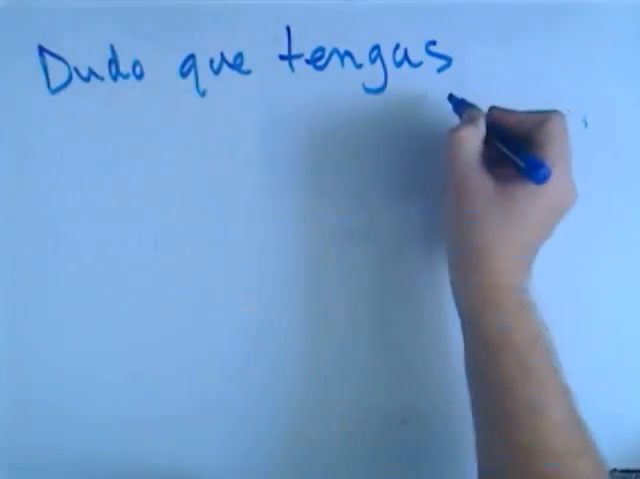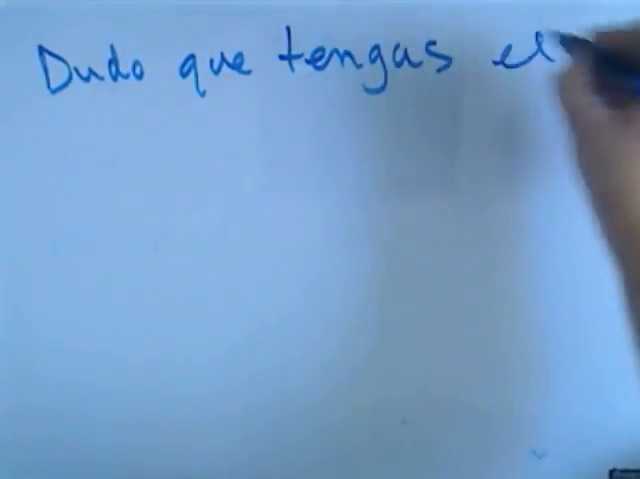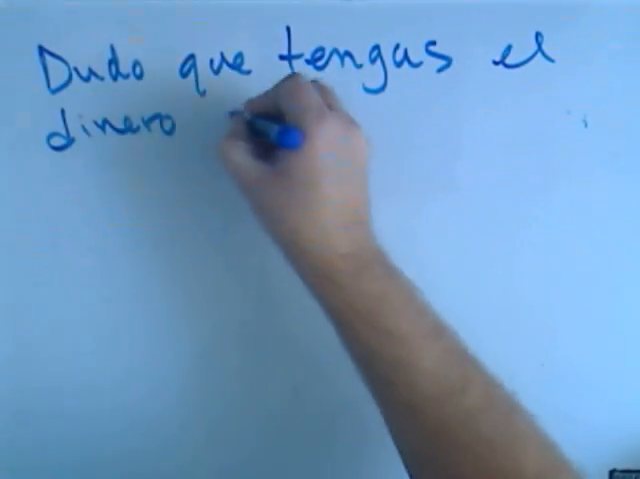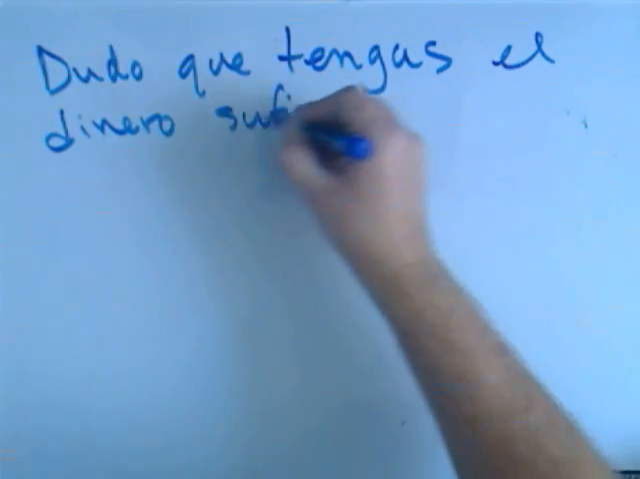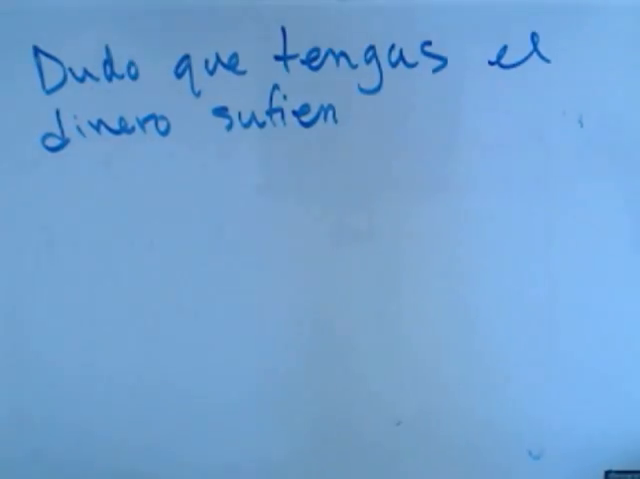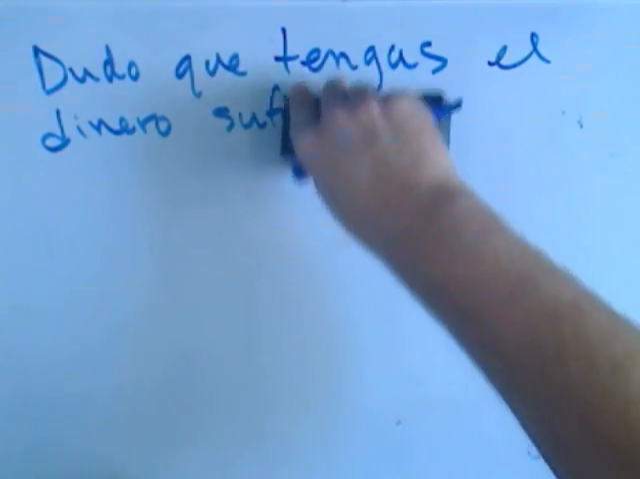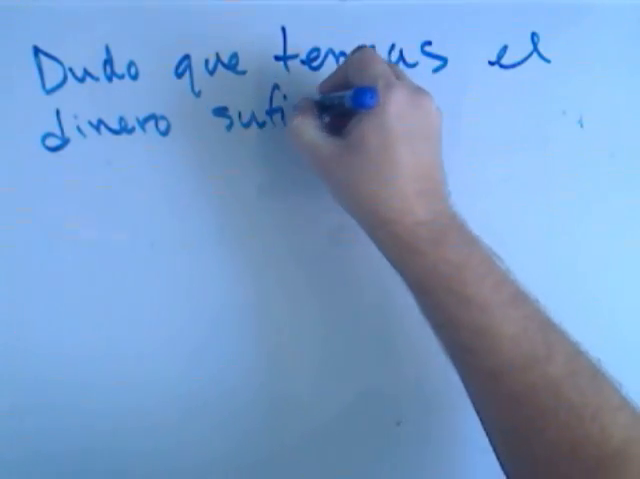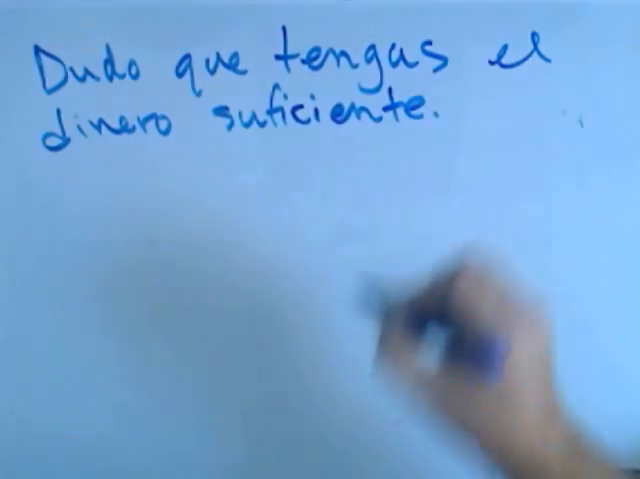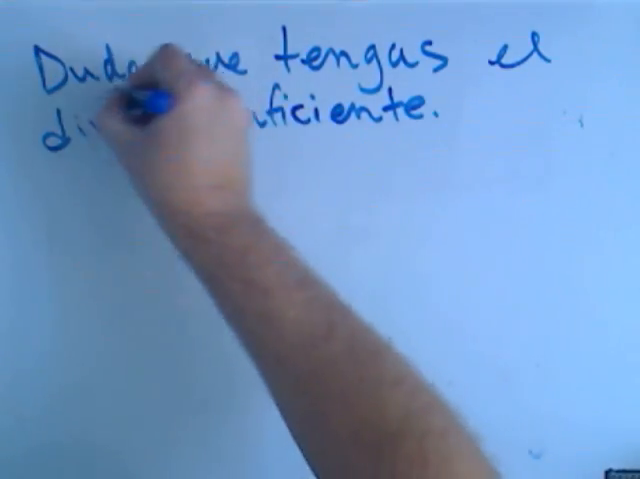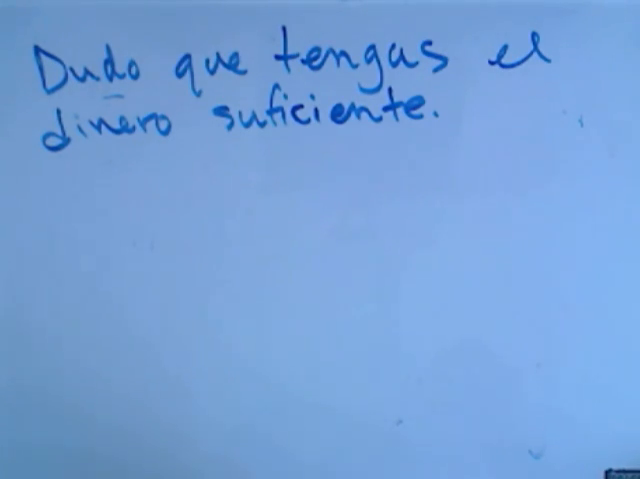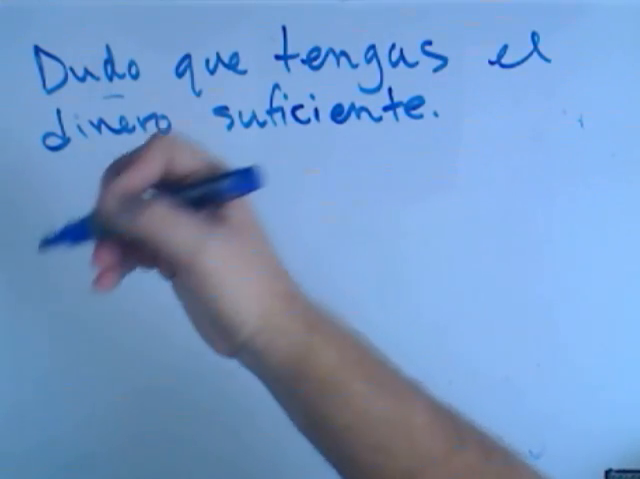Okay. I doubt you have enough money. Dudo que tengas el dinero suficiente. Right here we have a main clause and a subordinate clause already. I'm a horrible speller in English, Spanish, Portuguese, whatever. Dudo que tengas el dinero suficiente. This verb here communicates doubt or uncertainty. And then one that communicates sort of a subjective or emotional judgment.